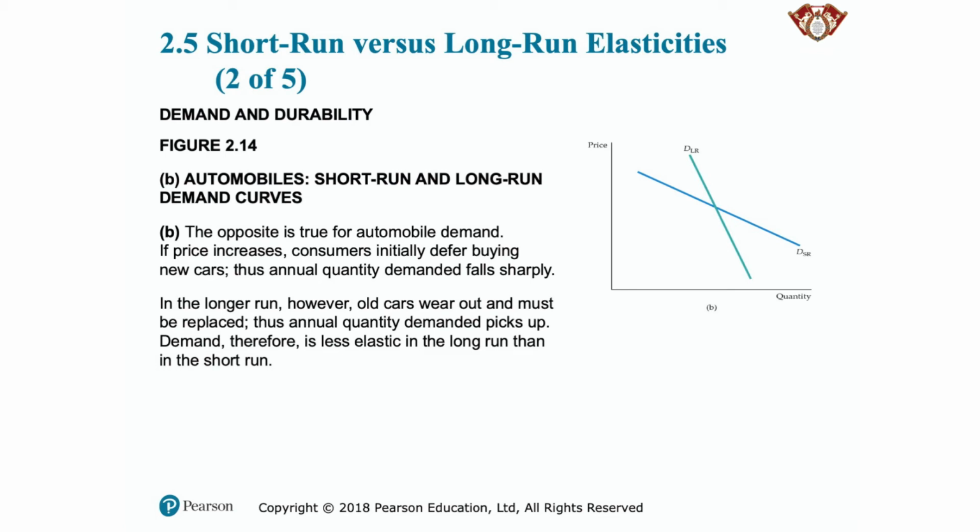Demand for automobiles. Automobiles are durable goods. Short-run and long-run demand curves in this case. The opposite is true for automobile demand, durable goods demand. If price increases, consumers initially defer purchasing new cars. Thus, annual quantity demanded falls sharply. In the long run, however, old cars wear out and must be replaced. Consumers have no other option but to purchase. Thus, annual quantity demanded picks up. Demand, therefore, is less elastic in the long run than in the short run.